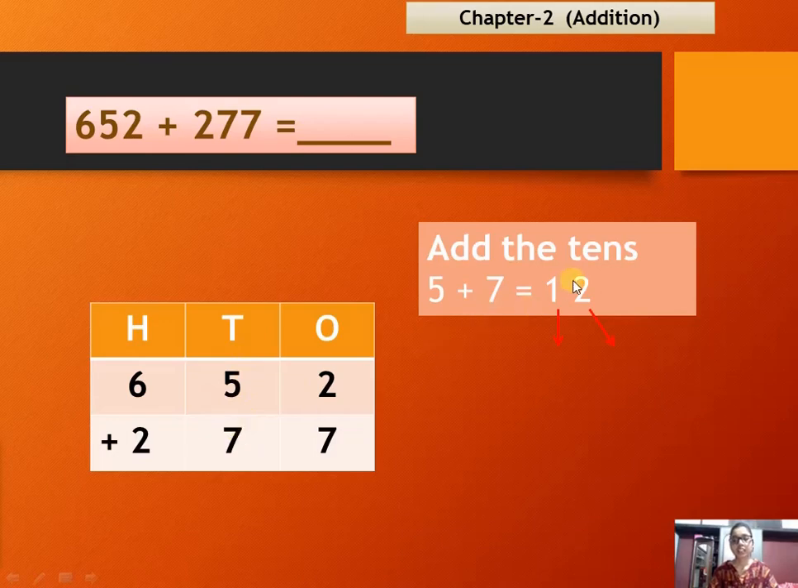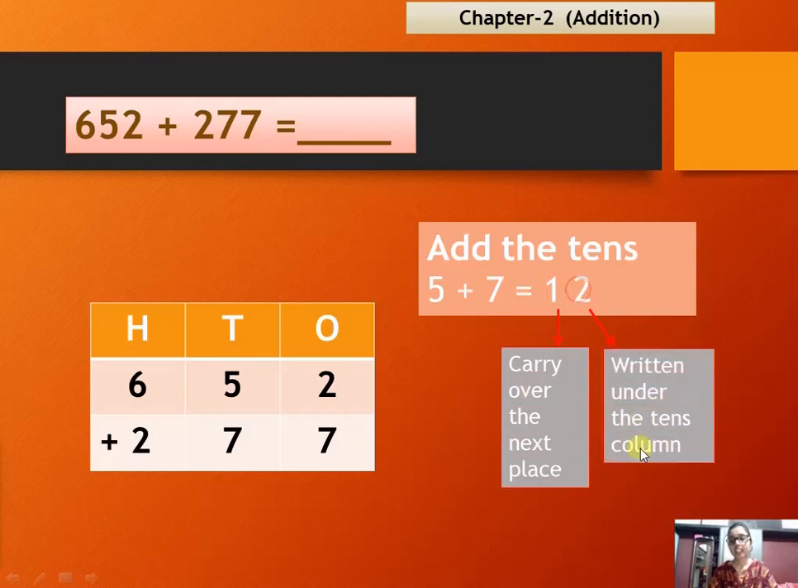But here this 12 is a 2-digit number. So we cannot write this. We cannot write any 2-digit number at a single place. So what we will do? We will carry over this 1 to the next place and write this 2 at the 10th place.